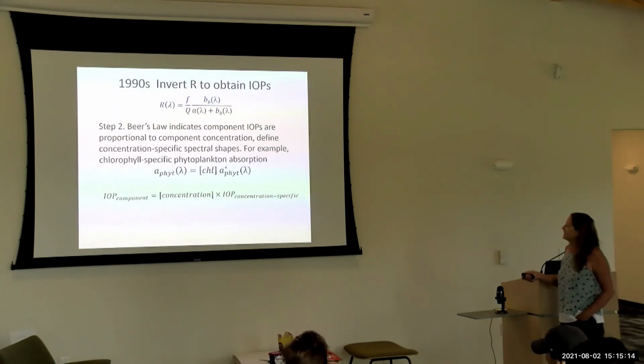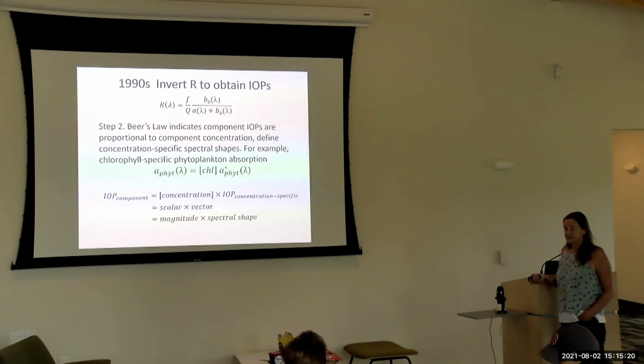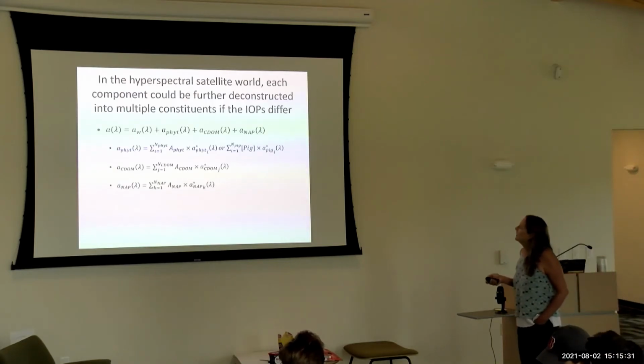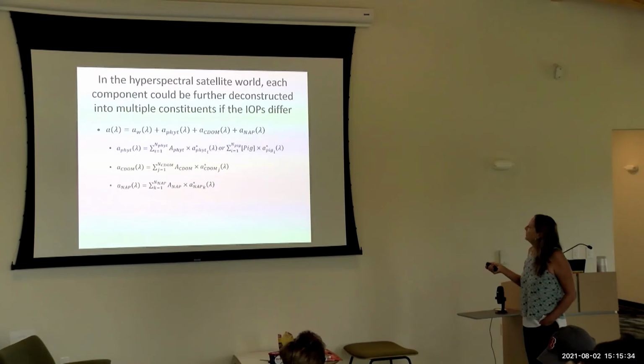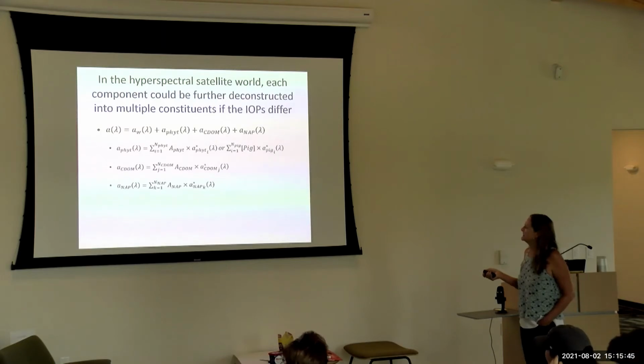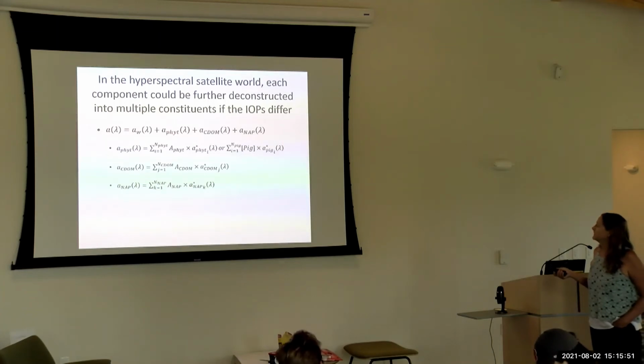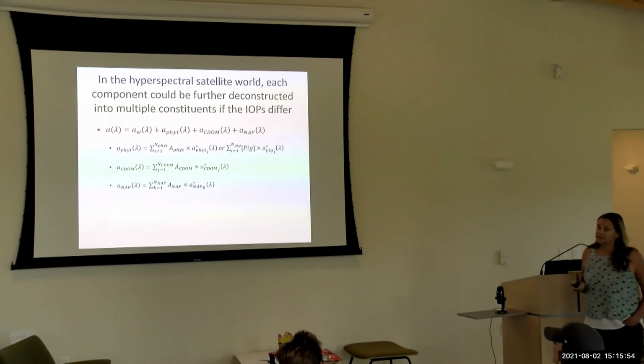So we say that the component is the concentration times the specific spectrum, which is the scalar times the vector, a magnitude times the spectral shape, or an eigenvalue times an eigenvector if you're using linear algebra terms. Okay. So you can now go from your components to expressing them as this product of a concentration or magnitude times this specific absorption or backscattering spectrum. Or you could break them into further constituents, right?